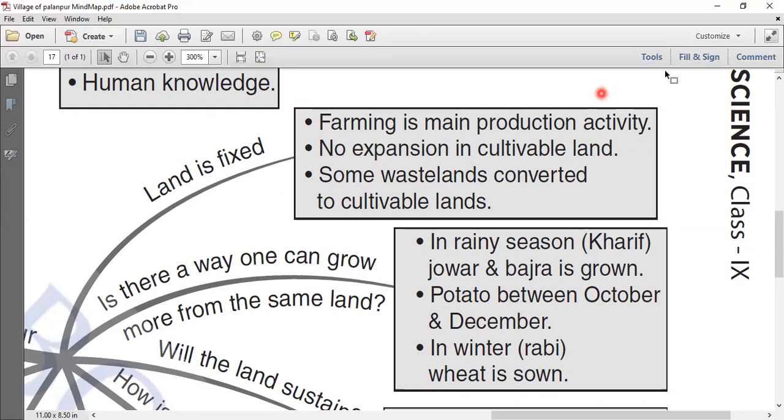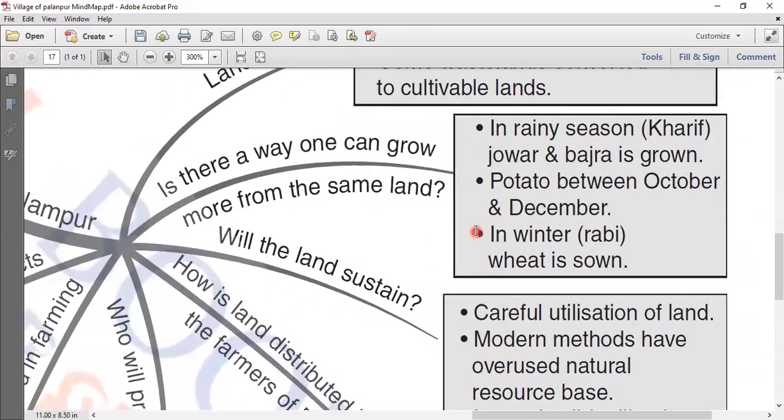So this method is called multiple cropping, where you crop multiple things in the same land. Then the problem comes that if you're growing so many things, that means so many fertilizers are going in, and you're constantly using the land. Will the land sustain? Will the fertility of land remain the same?